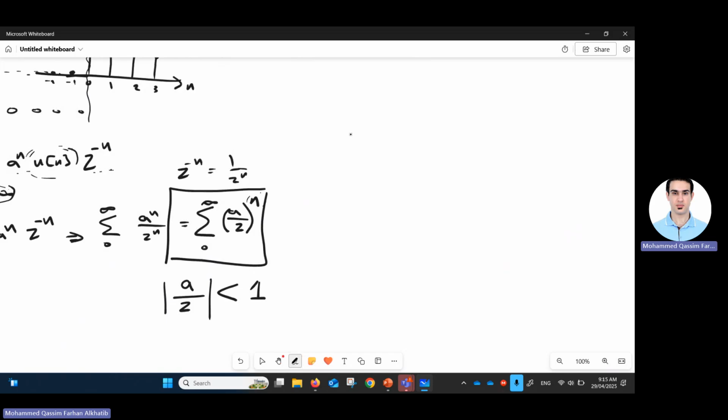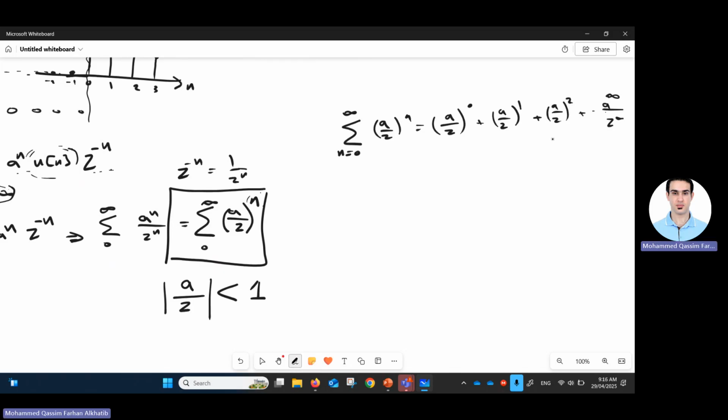Now I have the summation from n equals 0 to infinity of (a over z) to the power n. That equals, we start at 0, (a over z) to the power 0, plus (a over z) to the power 1, just summation, plus (a over z) to the power 2, plus all the way to (a over z) to the power infinity, right?